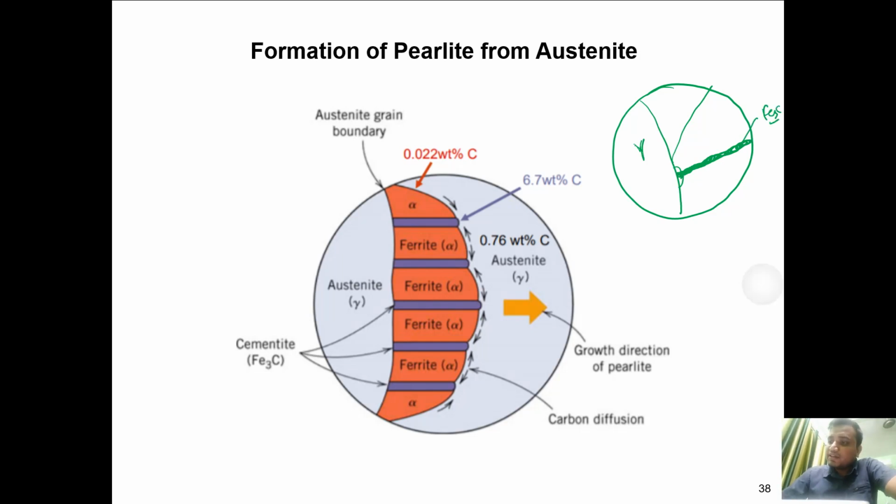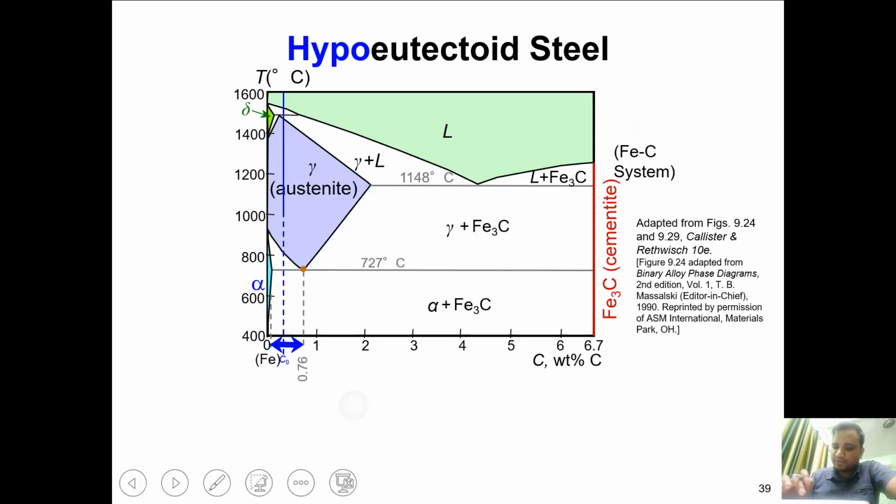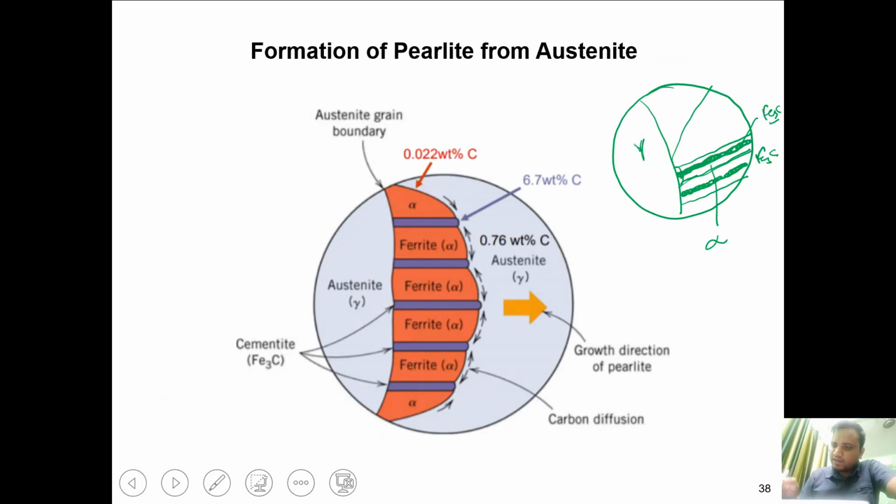Next, the region just adjacent to this will be lacking carbon. That means a low amount of carbon will be there, so it will transform to alpha. We know that alpha contains a smaller amount of carbon, so this becomes alpha. Similarly again, a patch of alpha and Fe3C forms, and then we get this. This is what it is trying to show: this is your cementite Fe3C and this is your ferrite. It has formed.